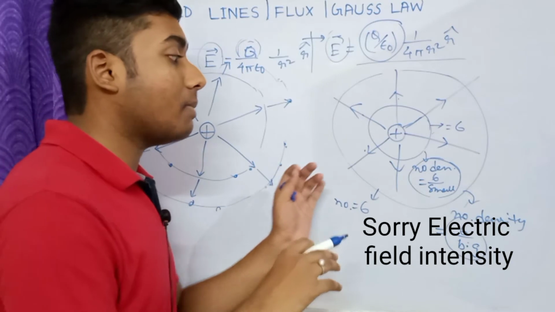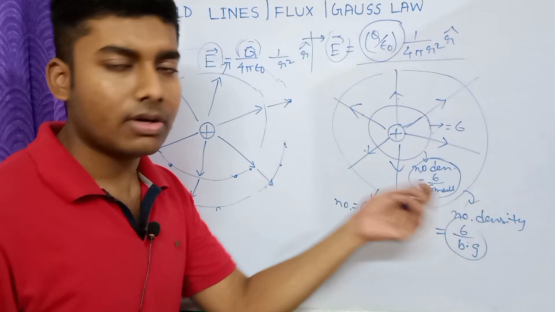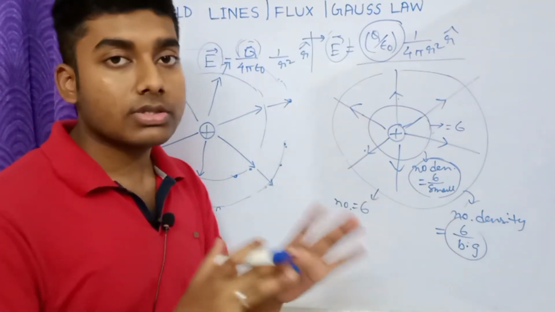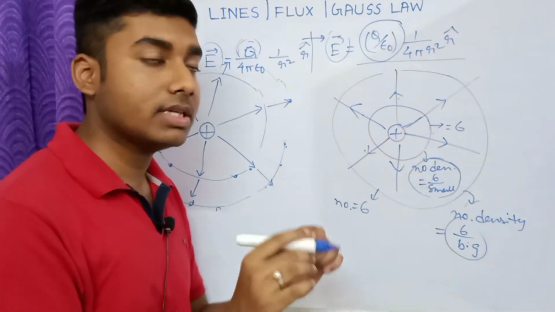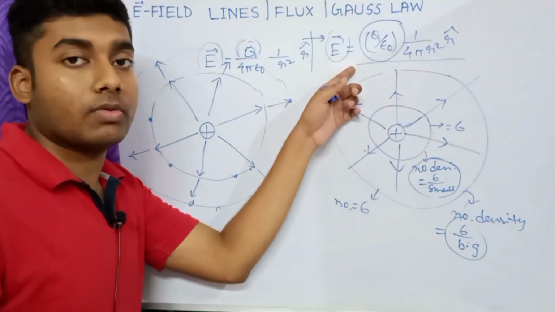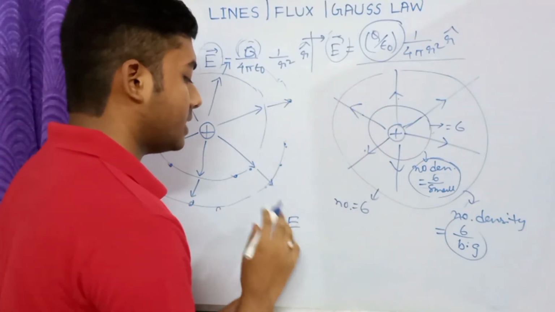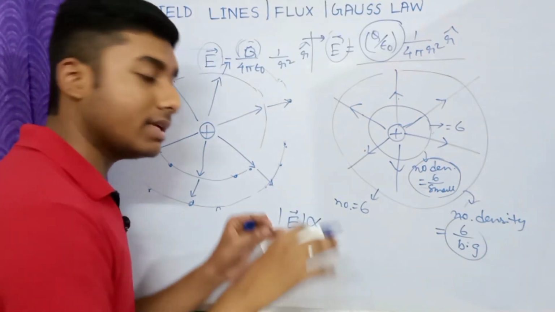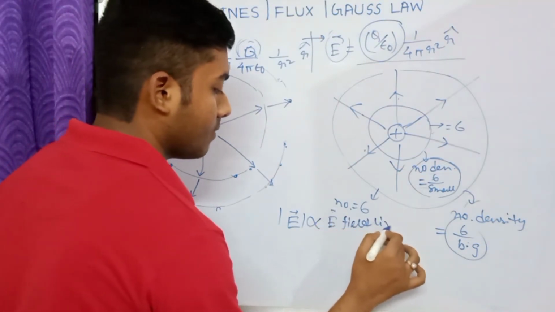As the electric field line number density increases, the electric field also increases. That means we can also relate this from here with this. Okay, now we have one conclusion: the electric field intensity is proportional to the electric field line density.